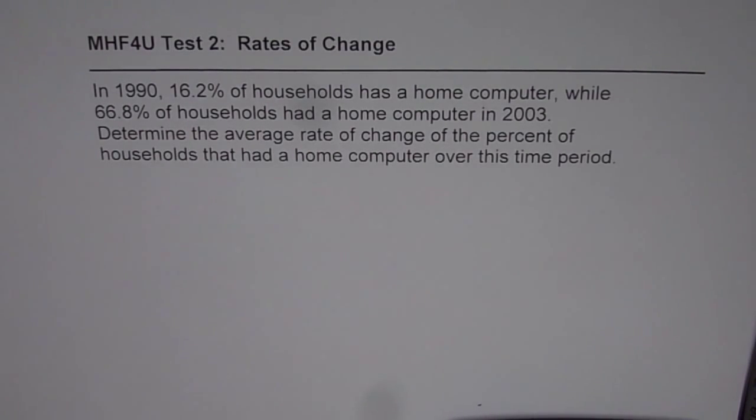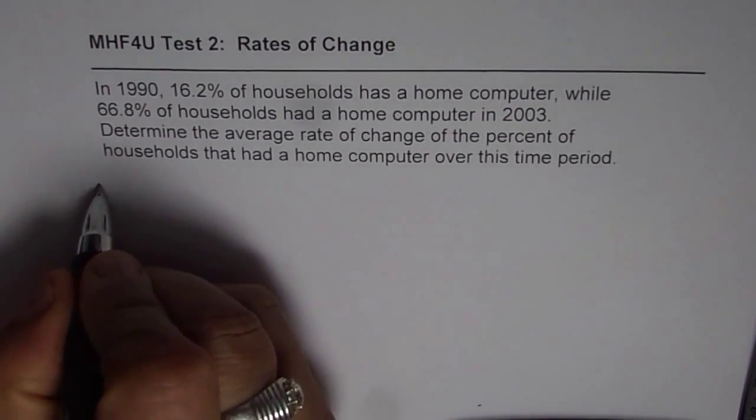In 1990, 16.2% of households had a home computer, while 66.8% of households had a computer in 2003. Determine the average rate of change of the percent of households that had a home computer over this period.